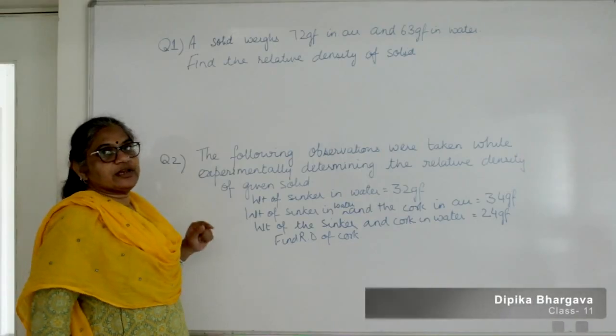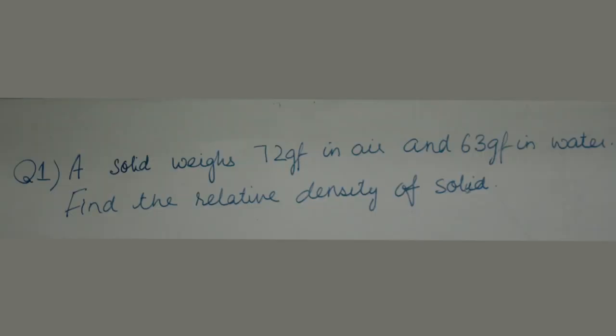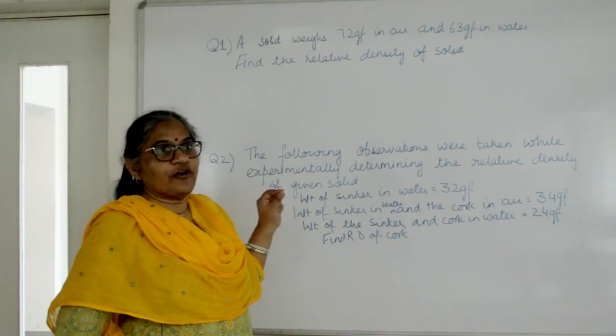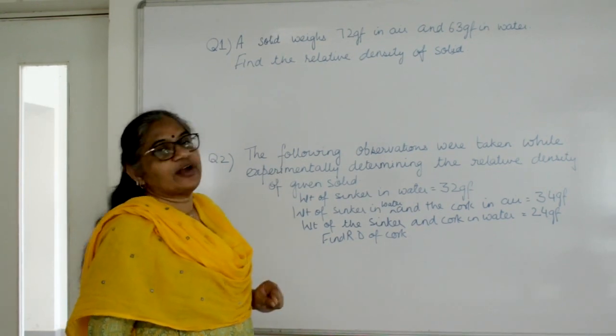Let's start with the numericals. First numerical says a solid weighs 72 gram force in air and 63 gram force in water. Find the relative density of the solid. So, just use the formulas which I had given you before, substitute the values and find the answer.